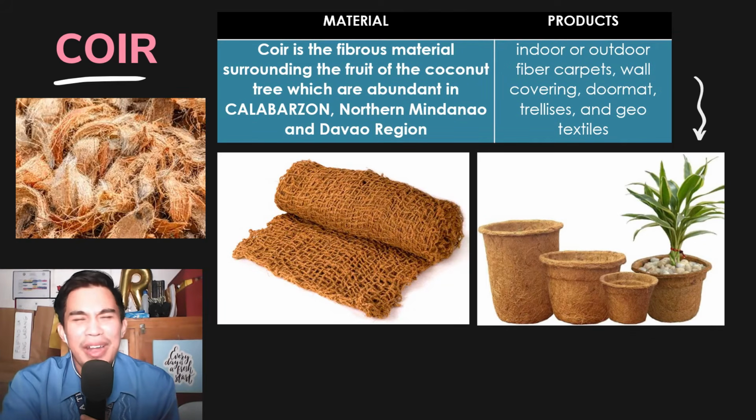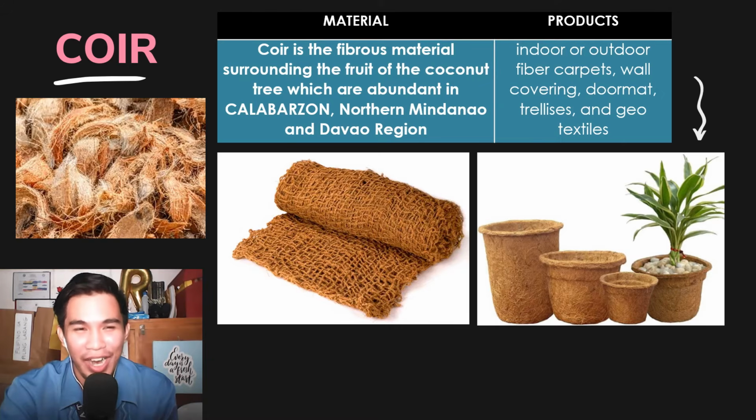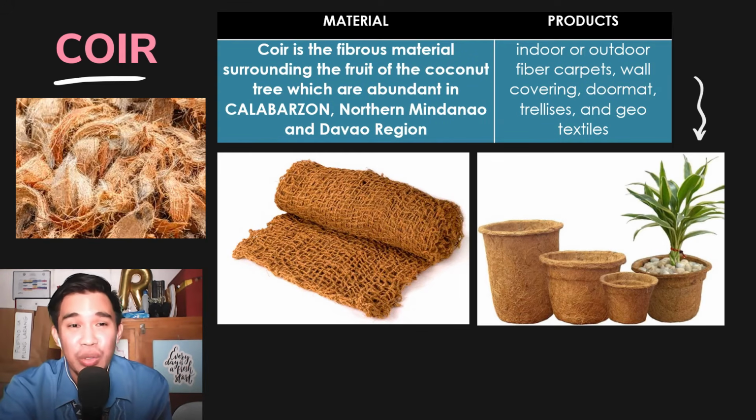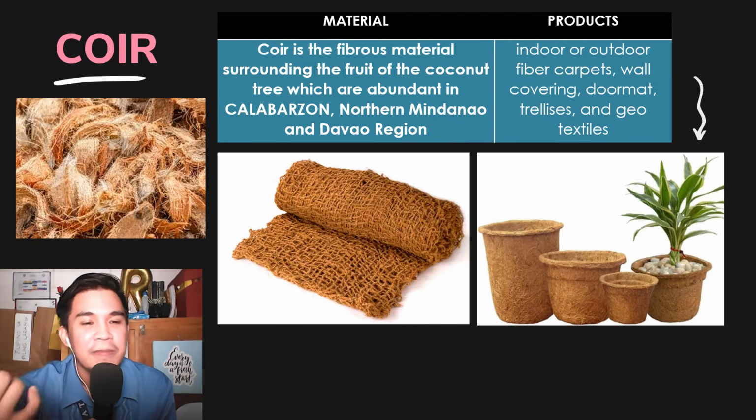Okay. Next is coir. So what is a coir? I know you know what coir is. Ang hirap, coir. So when we say coir, that is the fibrous material surrounding the fruit of the coconut tree, which are abundant in Calabarzon, Northern Mindanao, and Davao region. So ano ba yung coir? Nakakita na kayo nito. Yung sa coconut, yung parang, anong tawag niya? Outer covering niya, yung parang bunot. So yun, that is the coir.